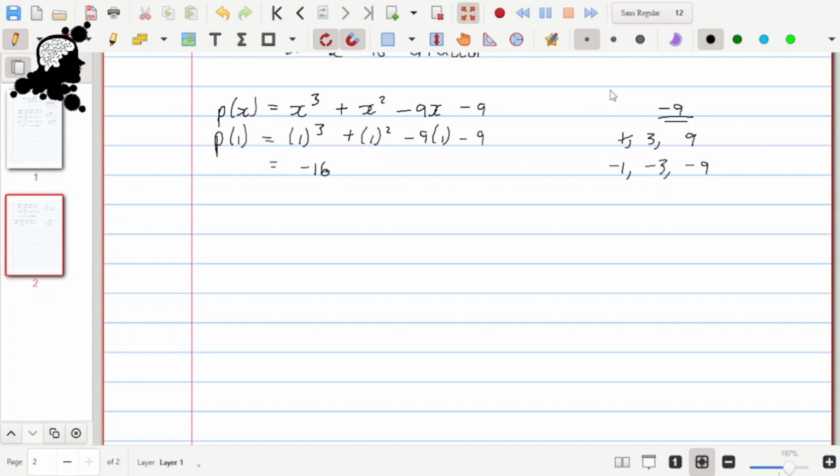The next factor that we're going to consider here is, let's try x is equals to negative 3, and let's see what happens. So, p of negative 3, this is going to give me negative 3 cubed plus negative 3 squared minus 9 into negative 3 minus 9. If I substitute this into my calculator, I would actually get 0 as an answer. And because I've gotten 0 as an answer, I can conclude that x plus 3 is a factor.